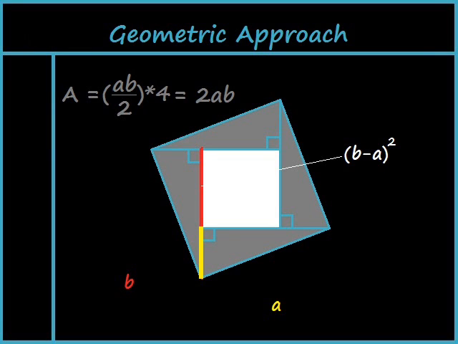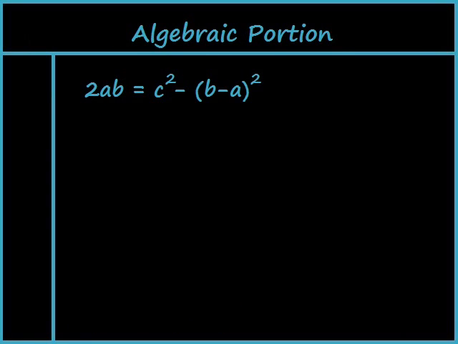Notice that the area of all four triangles is the equivalent of the area of the big square minus the area of the inner square. The sides of the big square is actually the hypotenuse of each triangle. Thus, the area of the big square is actually C squared. So the area of all four triangles is the equivalent of the area of the big square minus the area of the inner square. The rest of the problem is now algebraic.